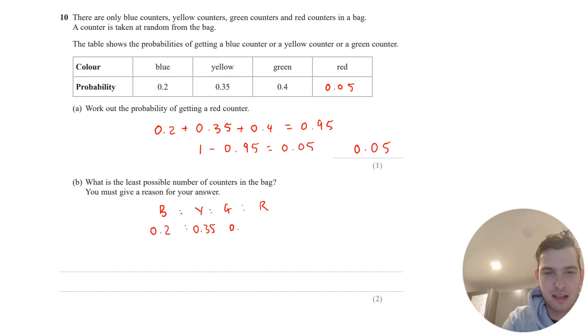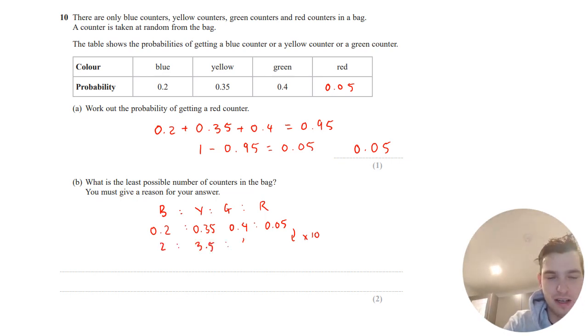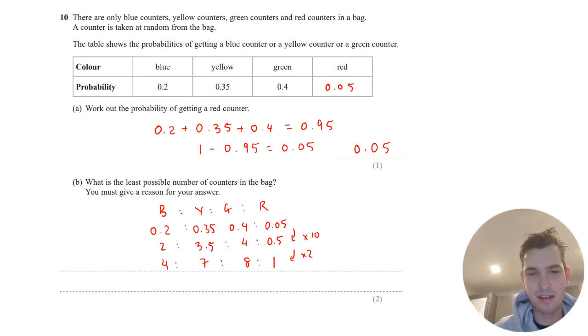and then what I'm going to do is turn that into a ratio with a whole number. So if I multiply all of these by 10, what do I get? I get 2, I get 3.5, I get 4, and I get 0.5. We can't have that because we can't have half of a counter. But if I now multiply by 2, I get 4, 7, 8, and 1.